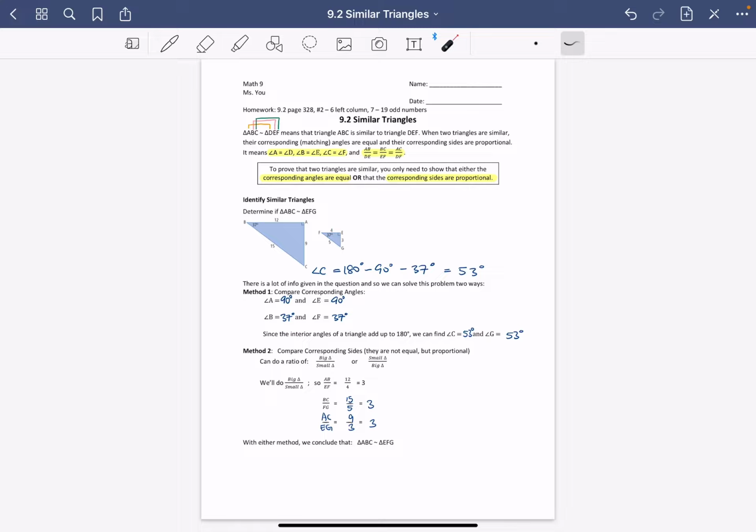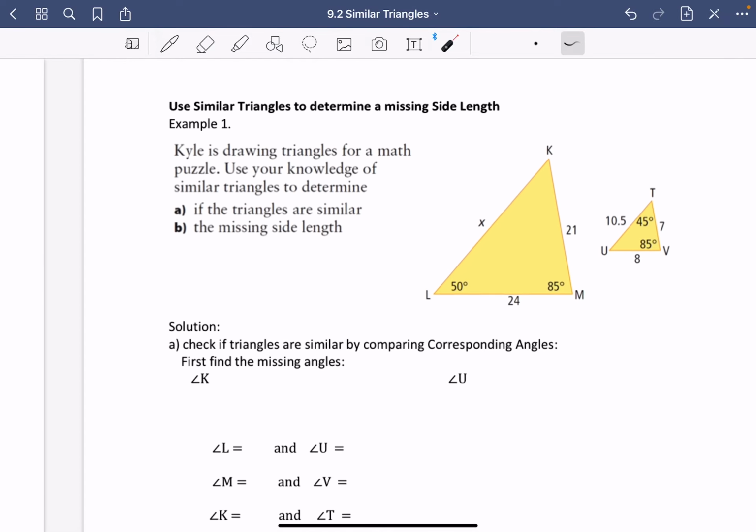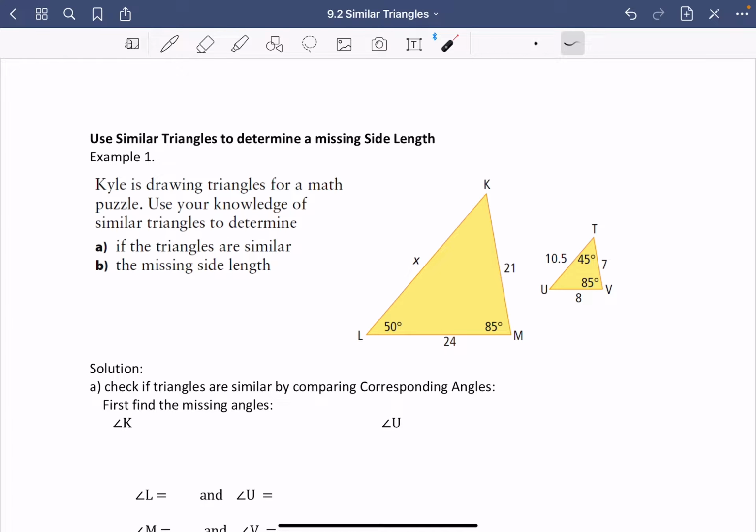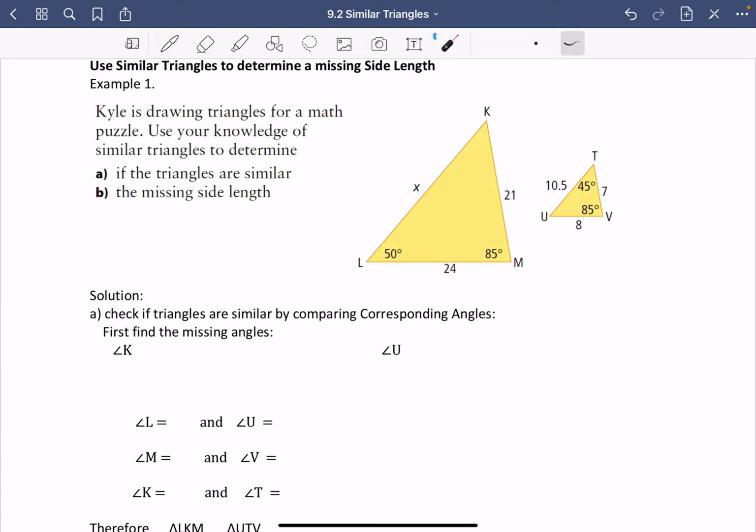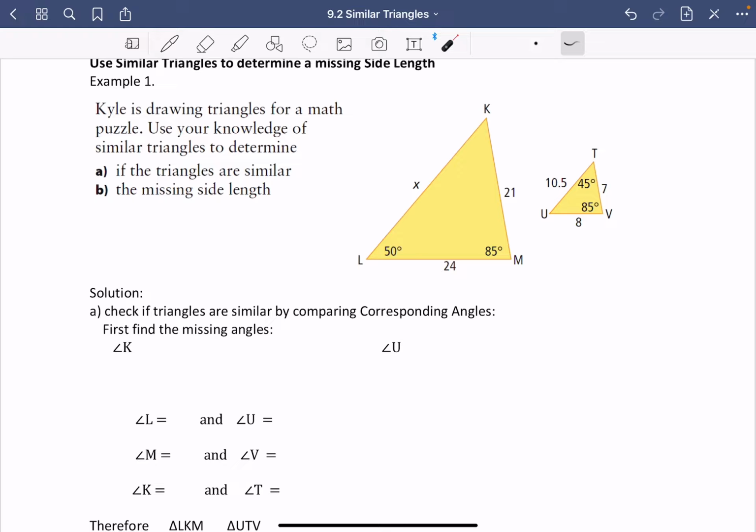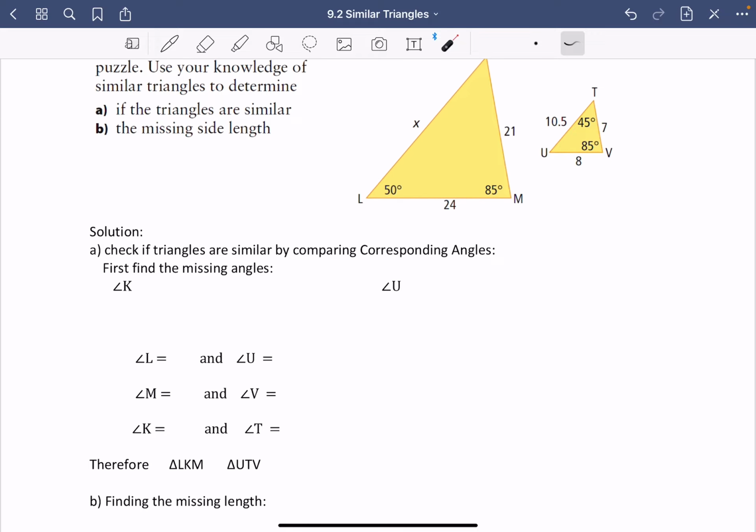Okay? All right, next one. Kyle is drawing triangles for a math puzzle. Can you use your knowledge of similar triangles to determine, first, if the triangles are similar, and second, find the missing length, the x over here. So let's check whether they're similar or not.